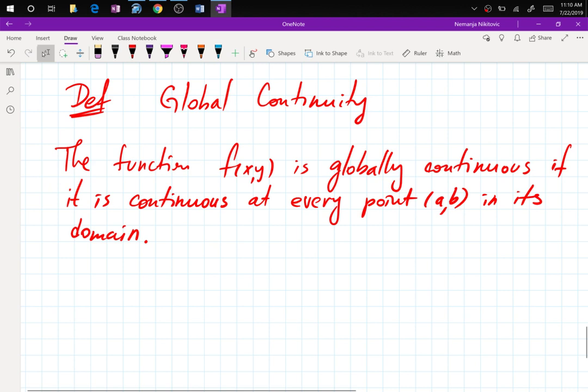Now it is piecewise continuous. Piecewise continuous means there is a chunk of the domain, right? And the domain is a floor with all of the (a, b) points that give rise to all of these.